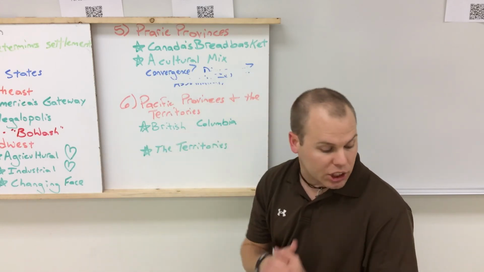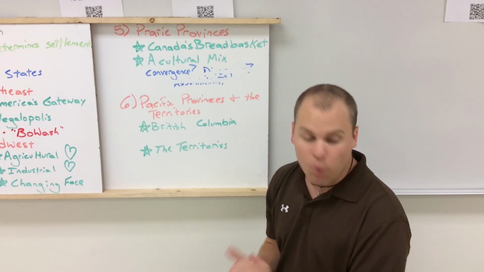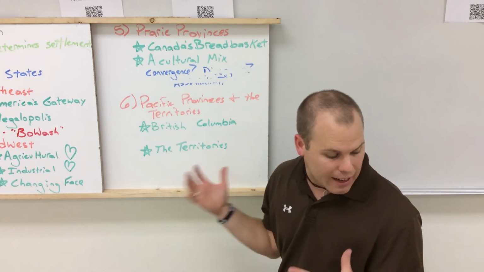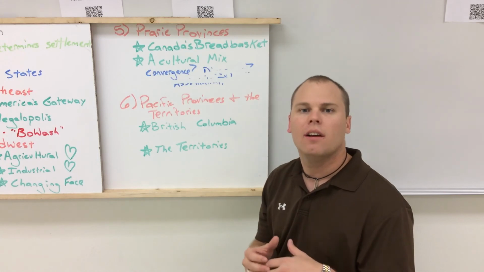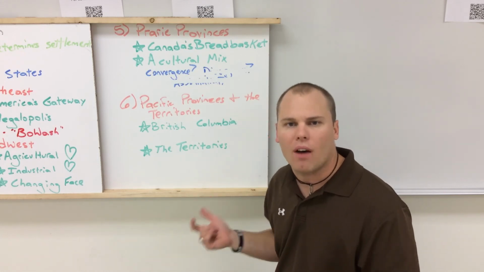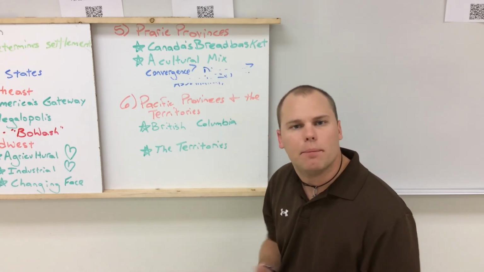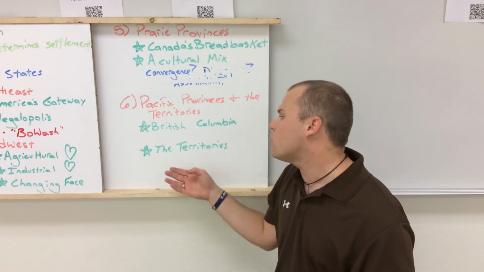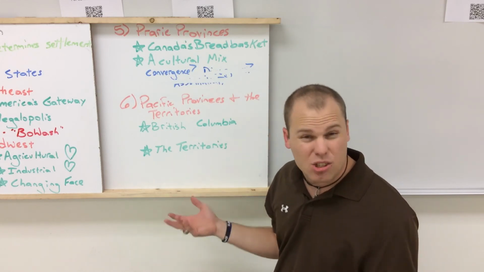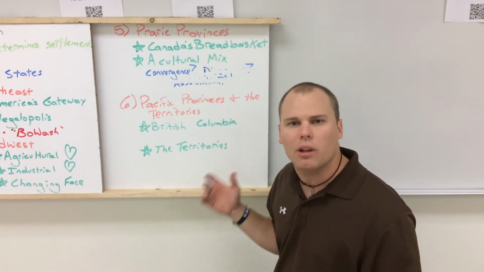The last section that we've got is the territories. 41% of land mass is in these territories, but there's not enough people to call them provinces. There's not enough people to have independent government bodies, so they're referred to as territories because there's a lot of land, but there's not really a lot of people.